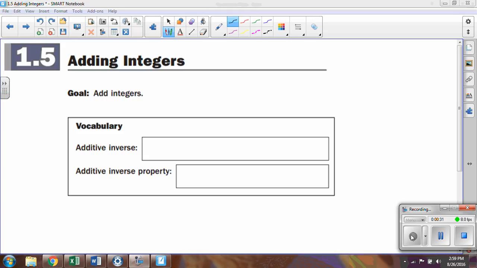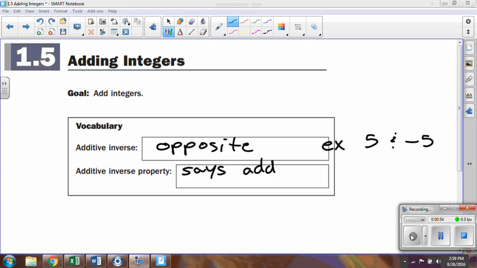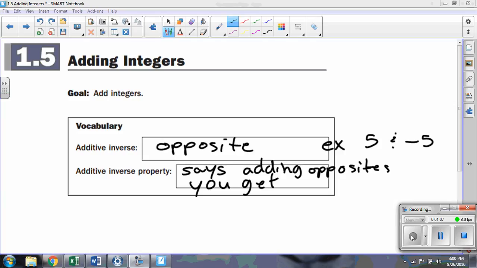Additive inverse is basically another name for an opposite. For example, positive 5 and negative 5, those are additive inverses. The additive inverse property says adding opposites, that is, if you add together additive inverses, if you add together opposites, you will always get the same thing. What do you get if you add them together? Positive 5 and negative 5 add up to what? 0. They wipe each other out.